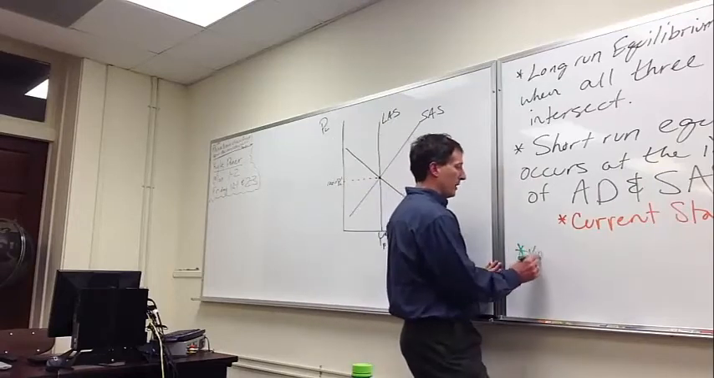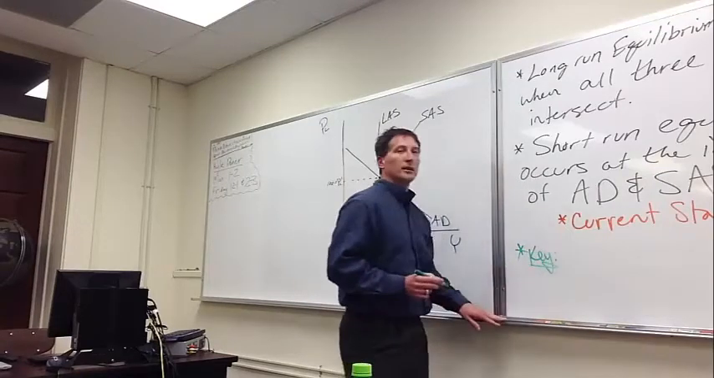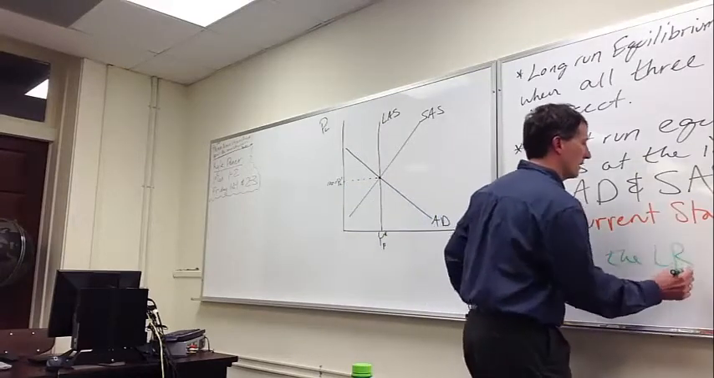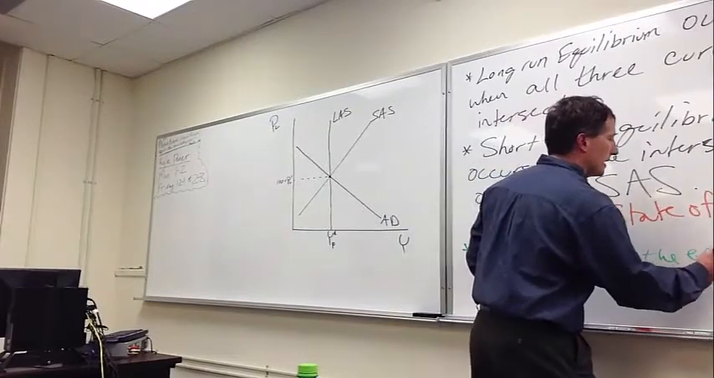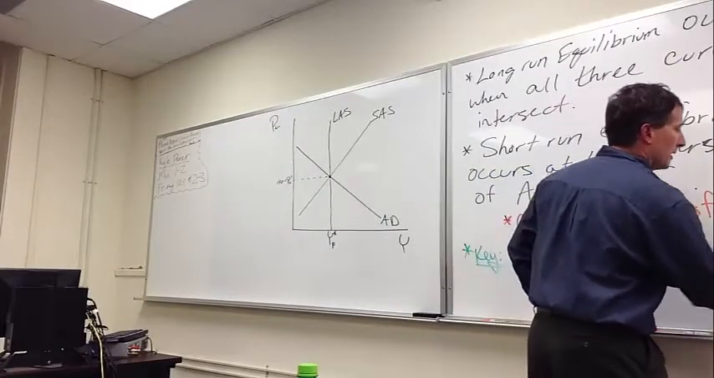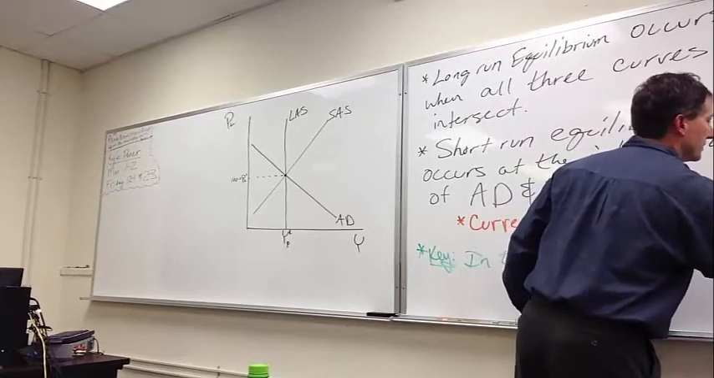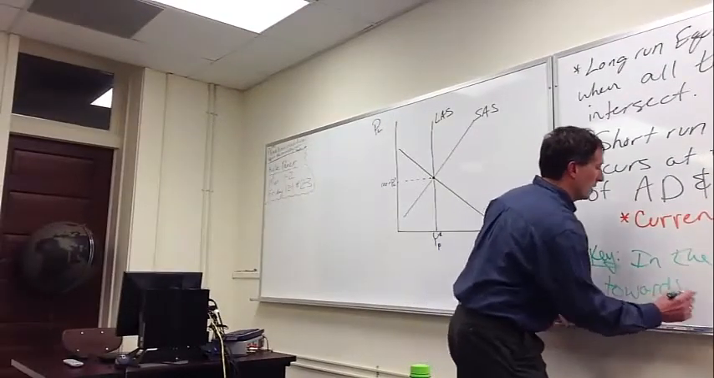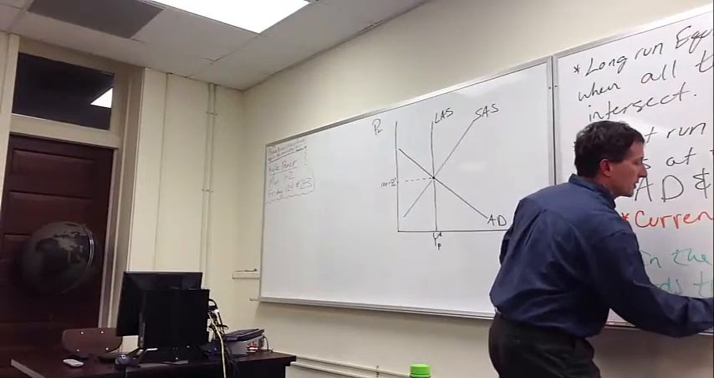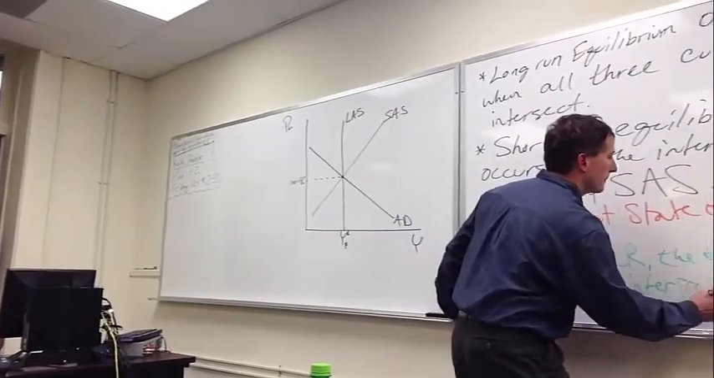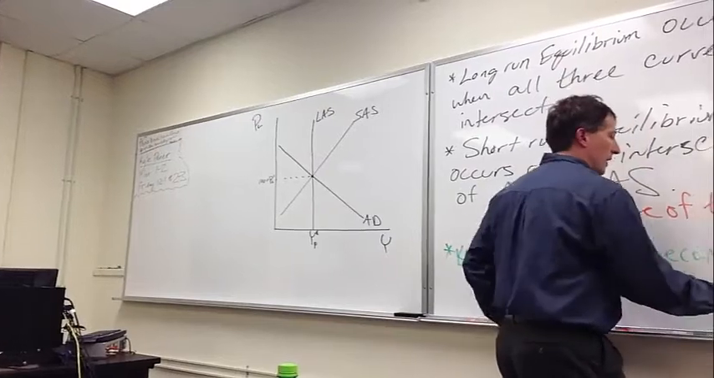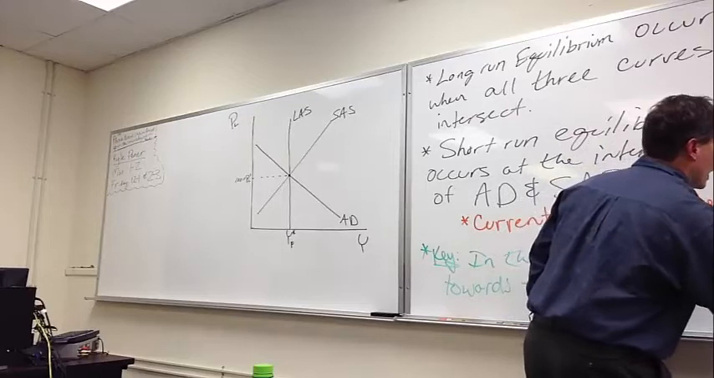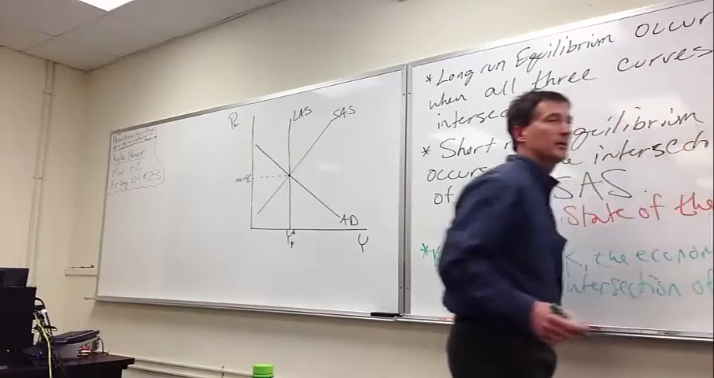So kind of a key point here is that in the long run, the economy is headed towards the intersection of aggregate demand and long-run aggregate supply.